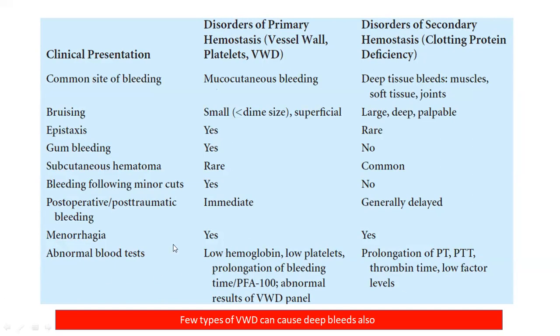Menorrhagia can be seen in both. So based on menorrhagia alone, we cannot differentiate whether it's a primary or secondary hemostasis defect. Very few types of von Willebrand disease can have deep bleeds, because an associated factor deficiency will be there. So in a nutshell, mucocutaneous bleeding is primary hemostasis, deep bleeds are a secondary hemostasis defect. If you remember that much, that is enough from this slide.